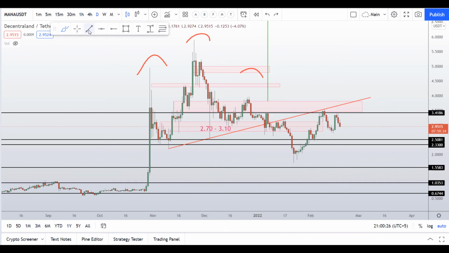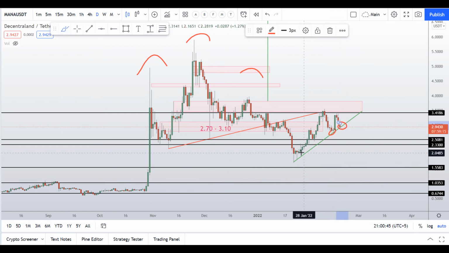And right now we are kind of in this channel here. Let me draw our channel here. This is the trend line, and this trend line is very important. If price closes below this upward trending trend line here, then we might expect Mana coin to drop further from here all the way to around the $2 level.